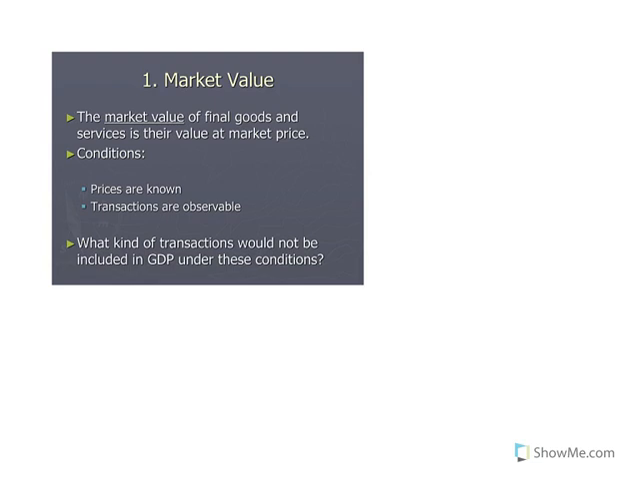Even if you had a cash transaction, if it wasn't an observable transaction, so let's say you were just selling something on the side and not reporting the income generated from the production of that good, that would not be included in GDP.